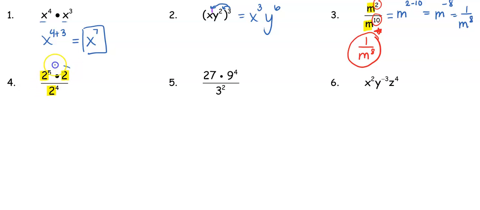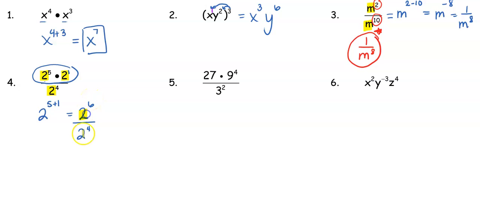I'm going to do the numerator first. I'm going to combine these 2 pieces. They have the same base, so I am adding those exponents. 5 plus 1. So that gives me 2 to the 6th all over 2 to the 4th. Notice how I didn't change the base. Just like I didn't change x's, the base stays the same. All I do is add those exponents.